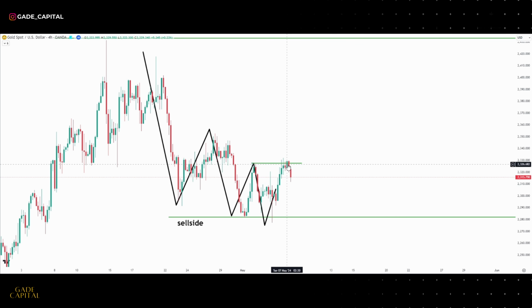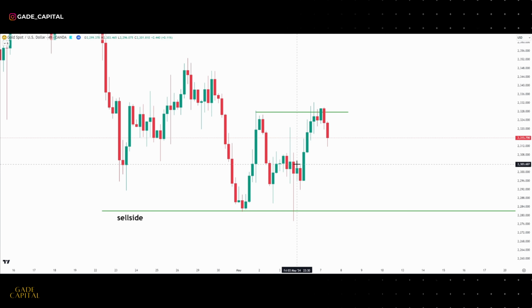So on 4H we can see price broke the structure with the candle body. This confirms that price is going to the upside. So now we need to look for imbalance in this area. So this is our imbalance and this is our order block for our entry.